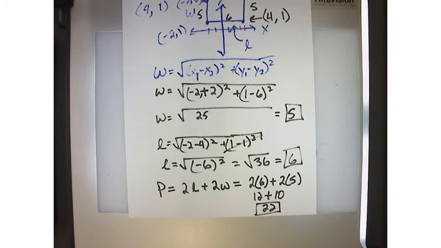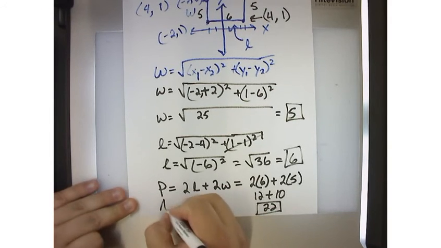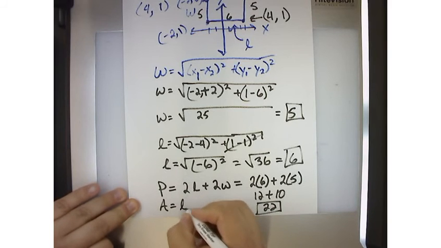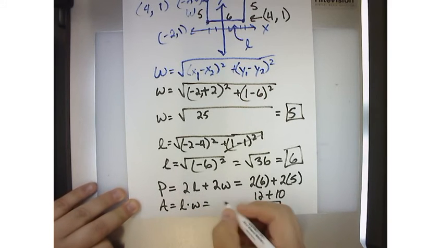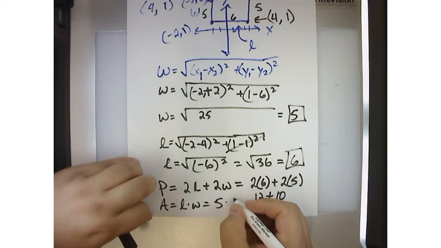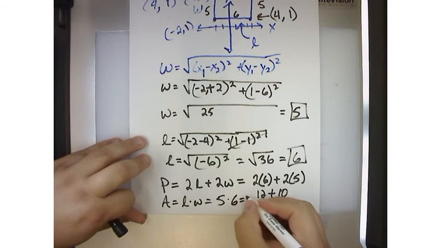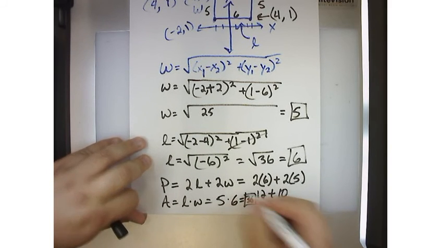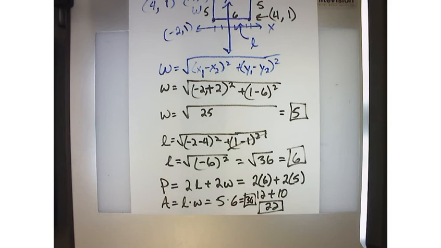Now, it asks what the area is. So there were 2 parts to the question. Maybe that's why you guys were shouting out the area. I apologize. So how do I find the area of this? Length times width. So the area is going to be length times width, which is 5 times 6, which is 30 square units. Okay? Good, good, good. Any questions about that?